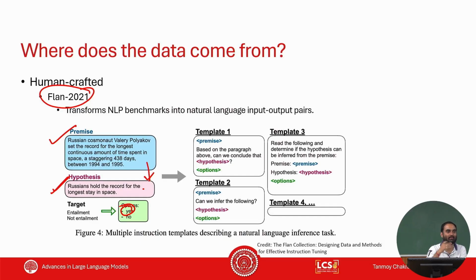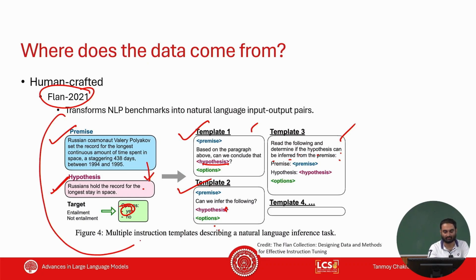From this dataset, how can we get an instruction fine-tuned dataset? How can I get the instruction, right? What they said is that they manually curated instruction templates for every task. For example, this is the first template: based on the paragraph, can you conclude whether the hypothesis is correct or not? Second template is: read the following and determine if the hypothesis can be inferred from the premise. Third template is: can we infer the following, the hypothesis and the option, and so on and so forth. So these templates are manually curated.